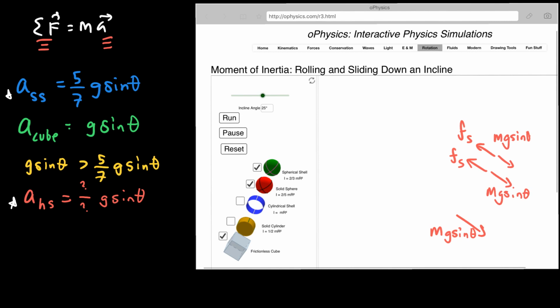And you can say that because of the net force on each object, and my derivation in part A, the solid sphere has an acceleration of 5/7 g sin theta, and the cube has an acceleration of g sin theta. Therefore, as I stated previously, the object with the largest acceleration will get to the bottom of the ramp first, and the object that has the largest acceleration is, of course, the cube, g sin theta.